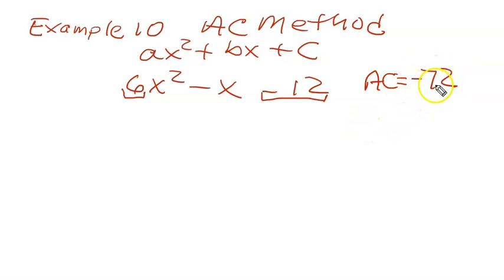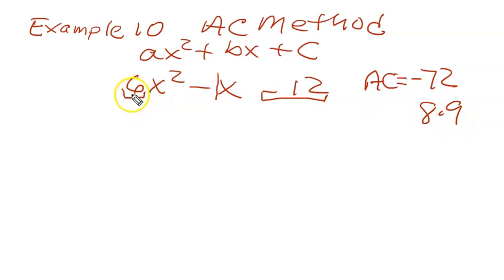Now you're going to look for factors of 72 that have a difference of 1 here. So 1 will be positive, 1 will be negative. And as I look through that, I know 8 times 9 is 72. And if I wanted to get a negative 1 as a middle term for my B value, the 9 would have to be negative, the 8 would have to be positive.